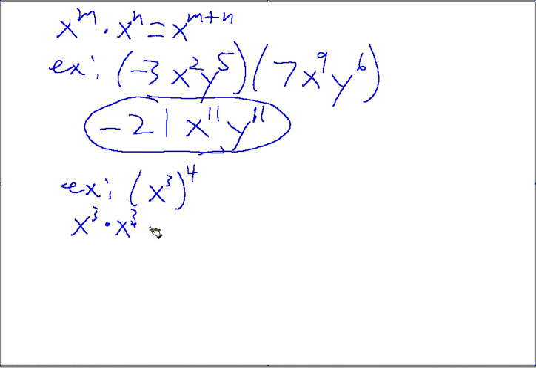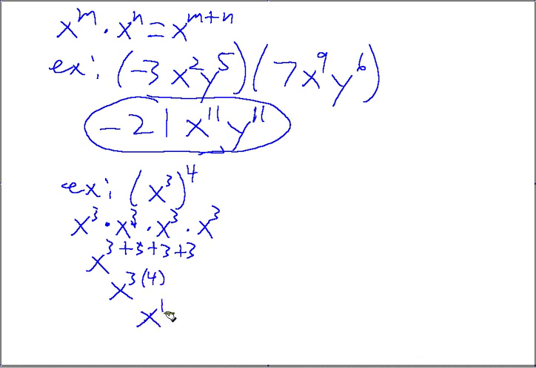Sorry about that. x cubed times x cubed. All right, so we have four x cubes here. Can we see that? So if I apply this previous rule here, then I'm just going to add up those four 3s: 3 plus 3 plus 3 plus 3. But that's really 3 times what? 3 times 4, isn't it? So that's why the answer is x to the 12. So the point is, when you take a power to another power, what do you do? You multiply the two powers together.